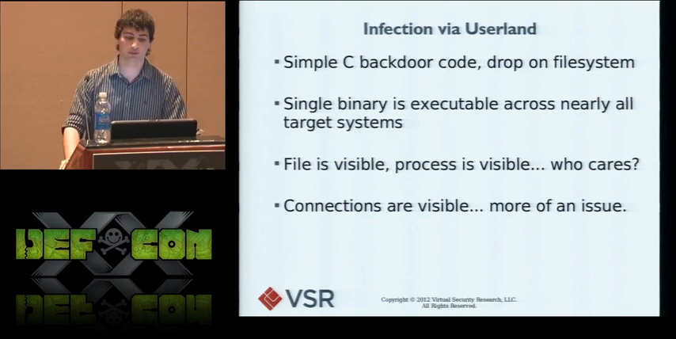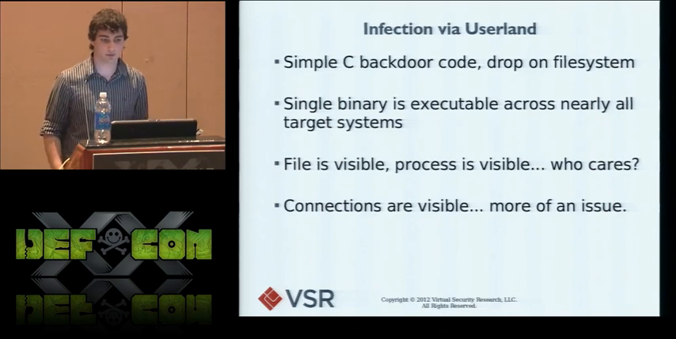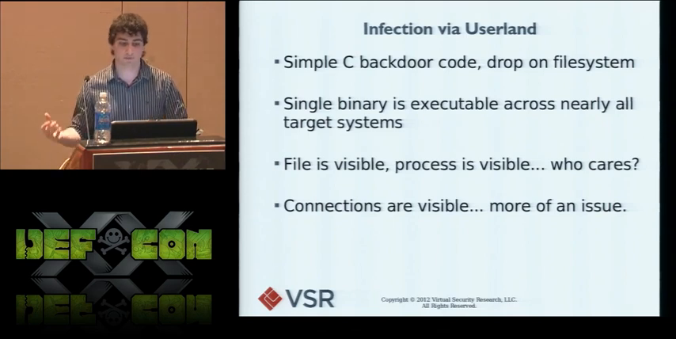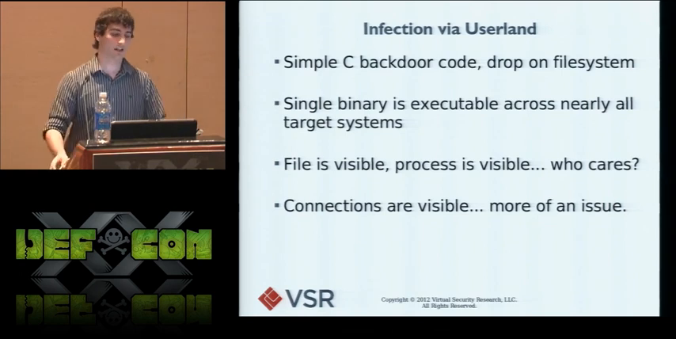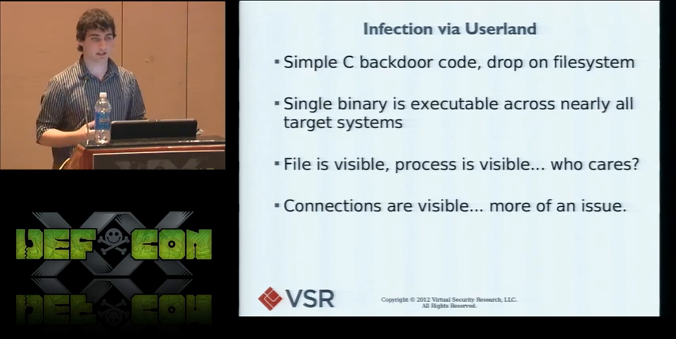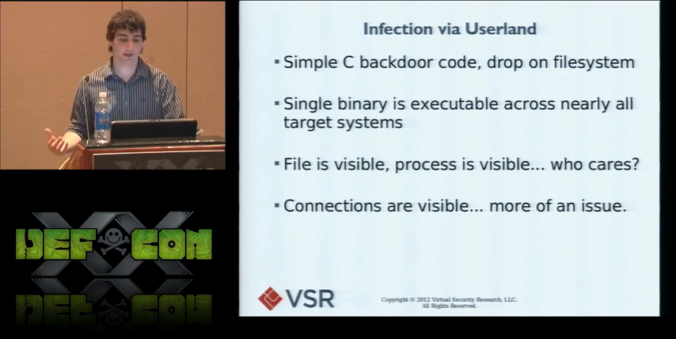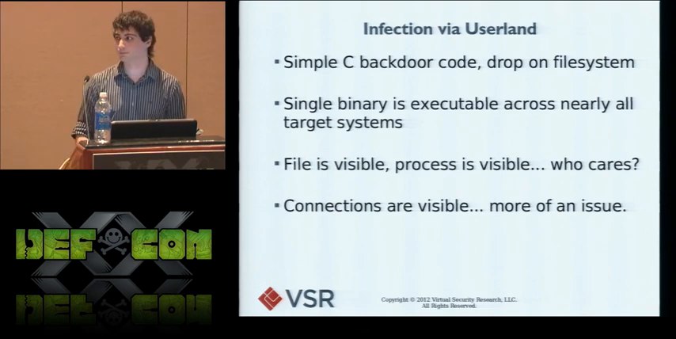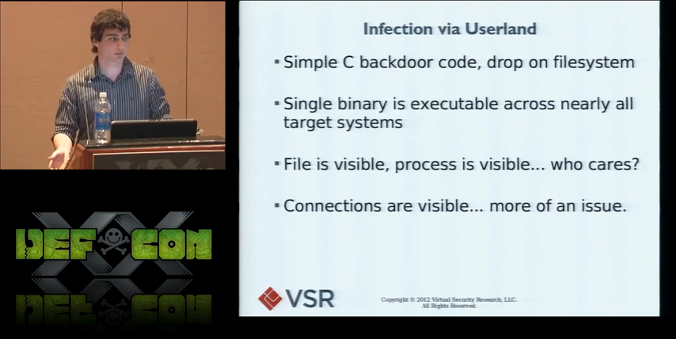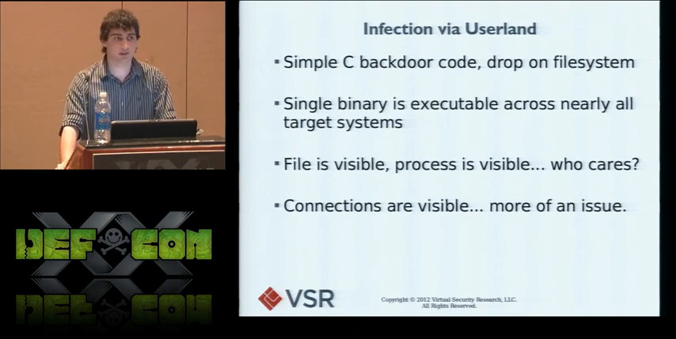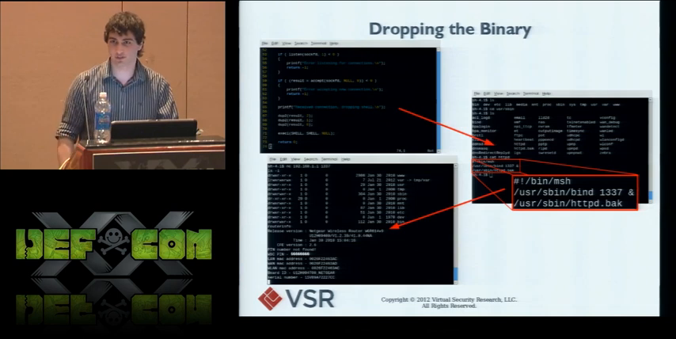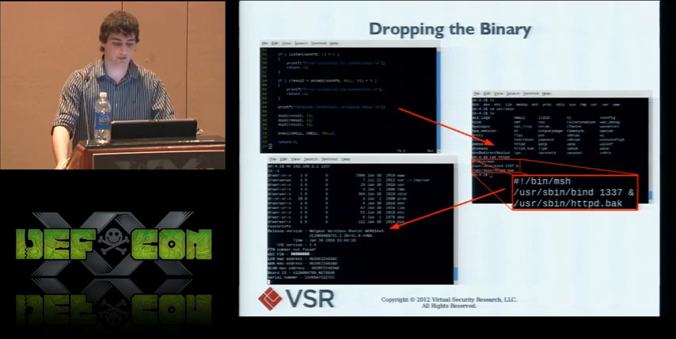So just looking at userland, it's very simple. Just do a quick backdoor code and drop it on the file system. So again, you have the same one binary, which is executable across nearly every device. You have the file, but you have a problem. The file is visible. The process is visible. But honestly, who cares? No one's going to see the file system. No one's going to see the process list unless you solder into the pads, which at that point is probably sitting in an FBI office on some forensic person's desk.